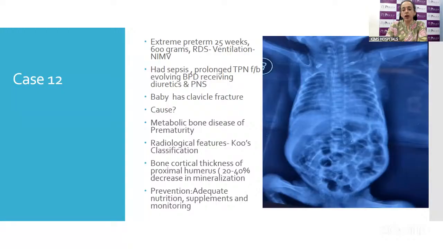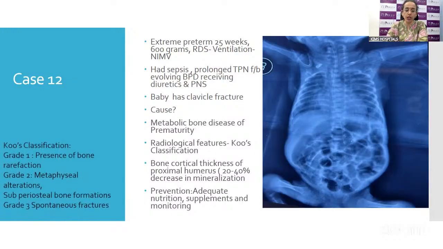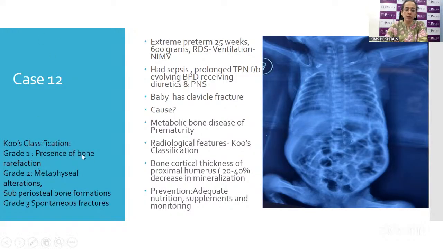For the radiological features to occur, it takes around a 20 to 40% decrease in the mineralization of the bone. So here we can see the radiological features as well. So how to prevent this MBD? We should provide adequate nutrition, supplements, and monitoring. Coming to the classification, which is the radiological Coles classification: grade 1 is the presence of bone rarefaction. Grade 2 is metaphyseal alterations with subperiosteal bone formation, and grade 3 is the occurrence of spontaneous fracture.